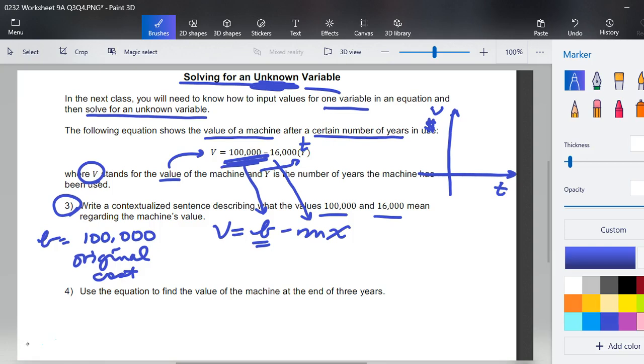This negative 16,000 right here, that is the price. We've decreased $16,000 every year. It's our slope.